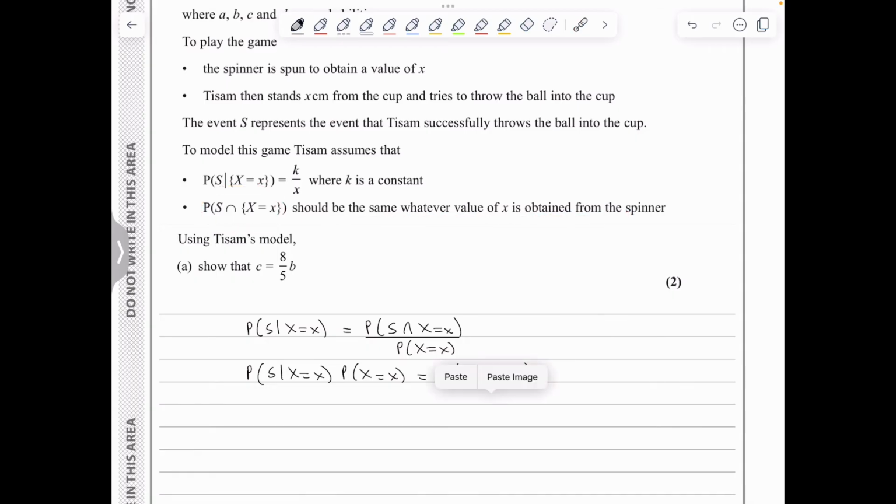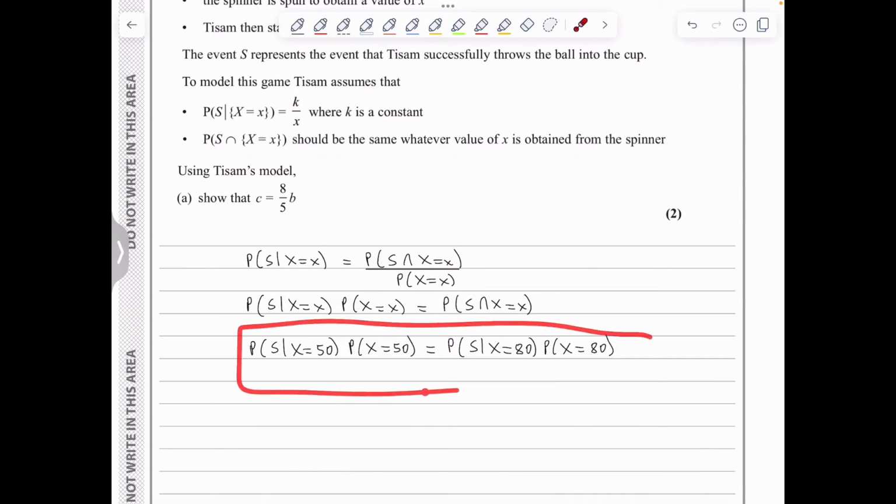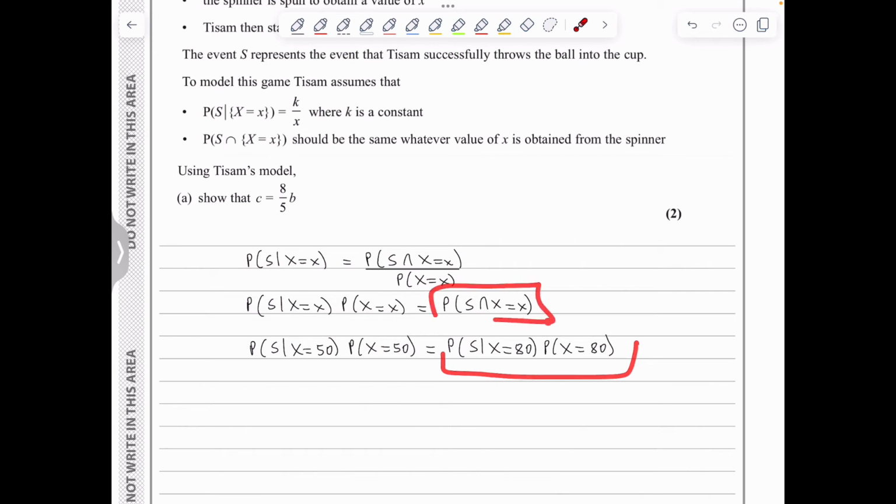So if I choose x to be 50, I get the probability of S given x is 50 times the probability of x being equal to 50, and this should be the same as the probability of S given x is 80 times the probability of x being equal to 80. Remember, this holds true simply because the probability of the intersection is the same irrespective of the value of x. So the left hand side is the probability of S intersection x is 50, and the right hand side is the probability of S intersection x is 80. So these two should be the same.